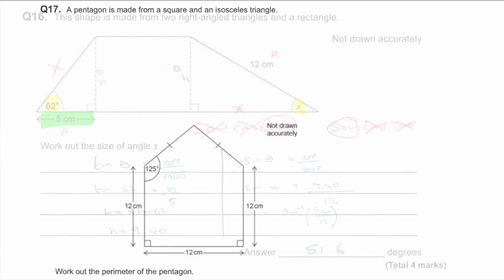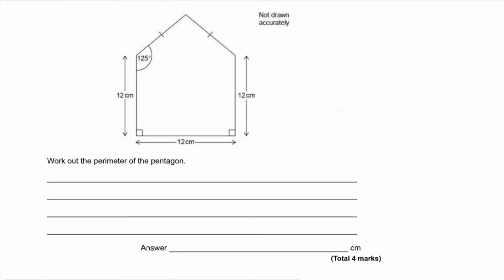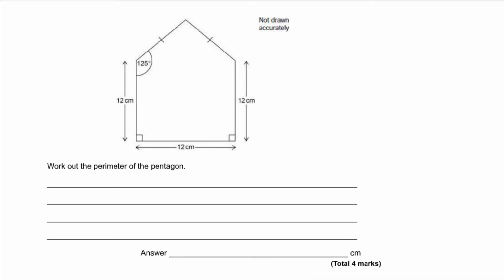Okay. Question 17. The pentagon is made from a square and an isosceles triangle. Okay, so we've got a square and a triangle stuck on the top of it. And it says work out the perimeter of the pentagon. Okay. So to work out the perimeter then, we know this side, and this side, because it's a square. We know they're just 12, 12, 12. What we need to do is work out these two sides. Now they're both the same because it's an isosceles triangle, but we need to find them nonetheless.